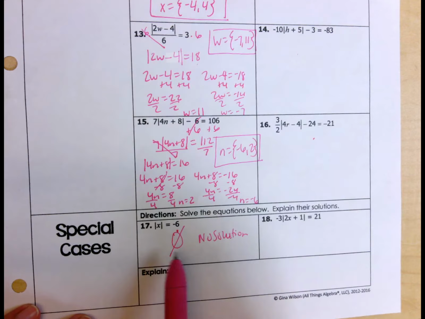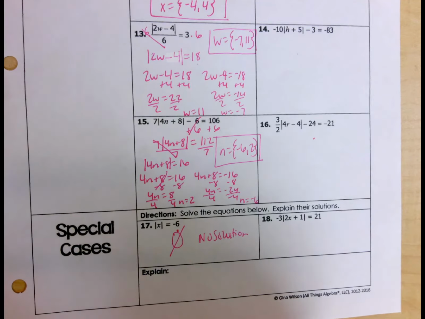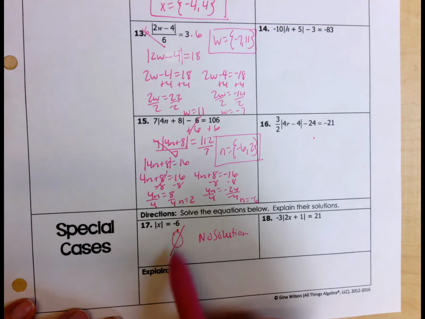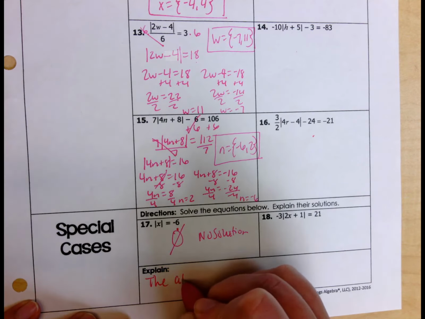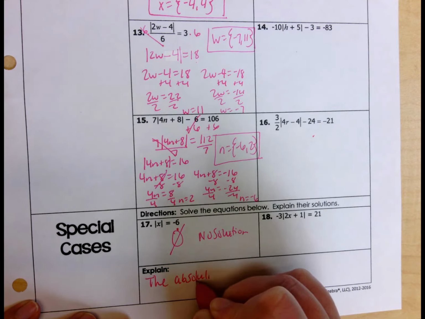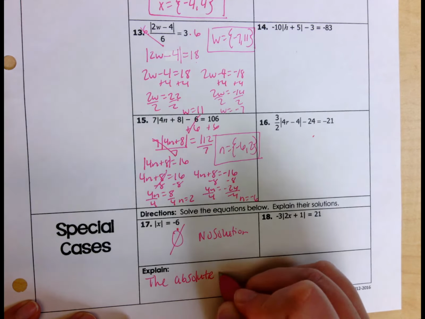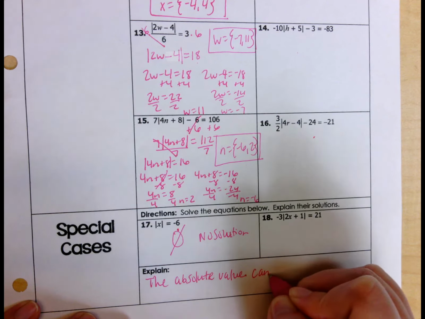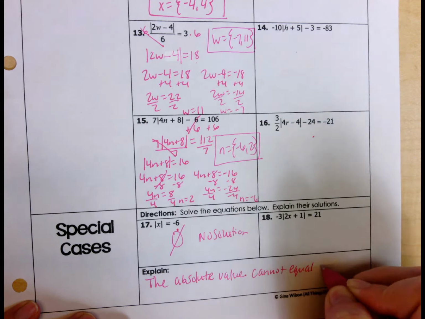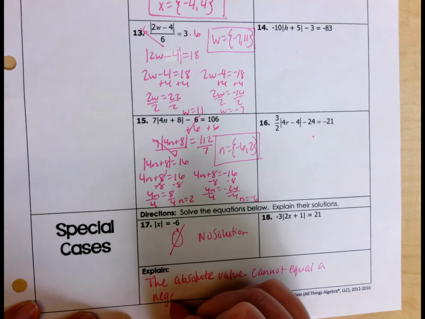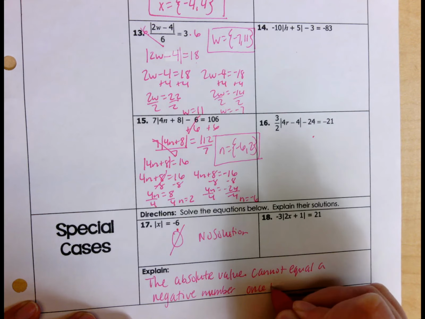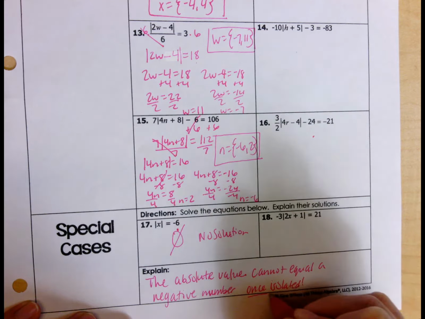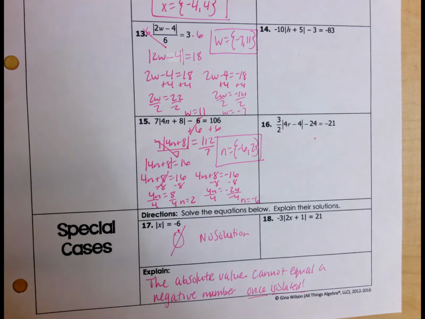meaning that that particular equation never crosses the x-axis. That absolute value never crosses the x-axis. Okay, that's why it has no zeros. Okay, and so that means your explanation is this. The absolute value cannot equal a negative number once isolated. That's the important part here. Once it's been isolated, it cannot equal a negative number.